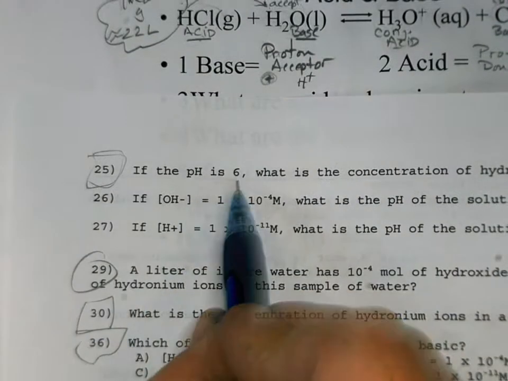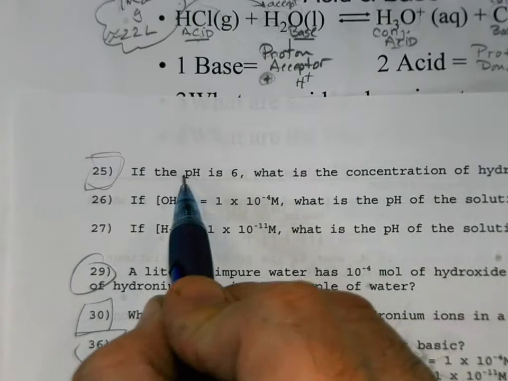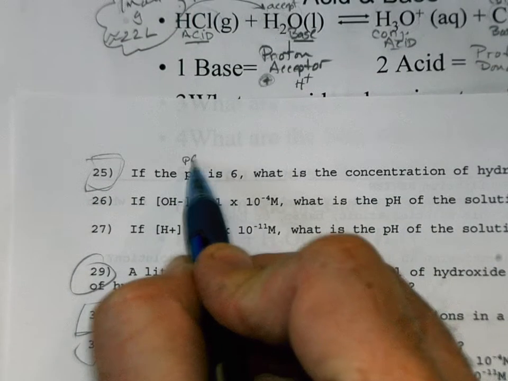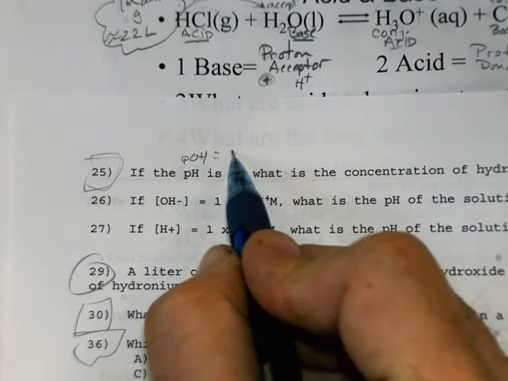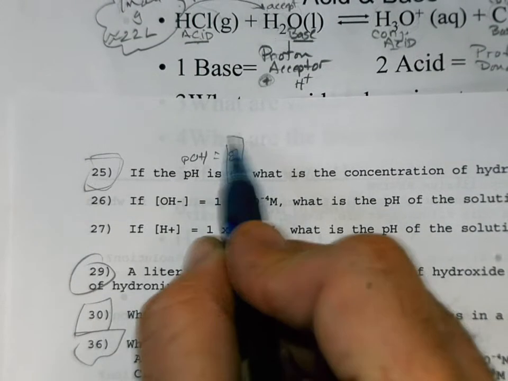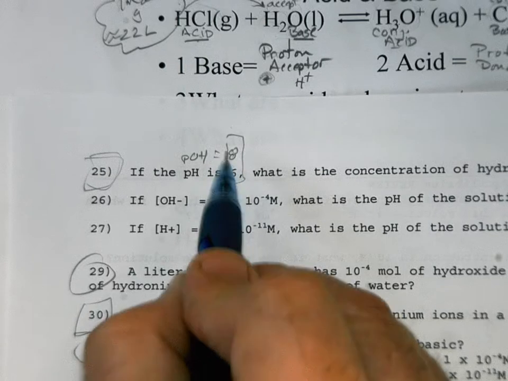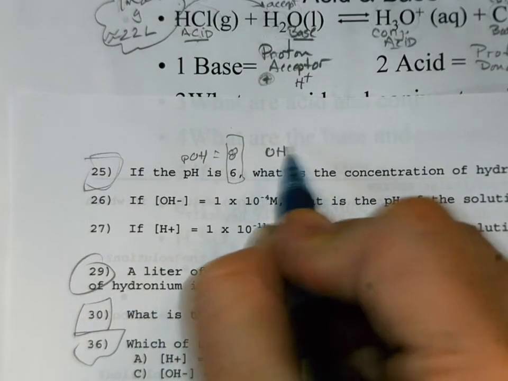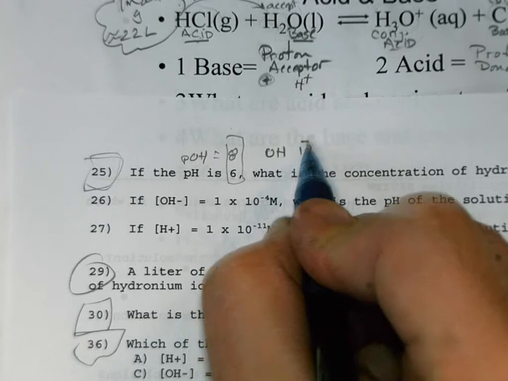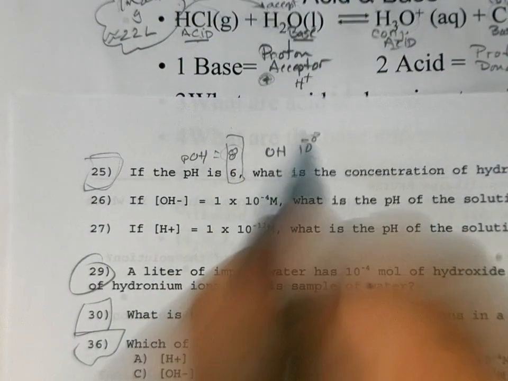So, if the pH is 6, what is the concentration of hydrogen ion? So first off, if the pH is 6, what is the pOH, everybody? Because these have to add up to 14. So now, if pOH is 8, the hydroxide ion concentration will equal 10 to the minus what? 10 to the minus 8.